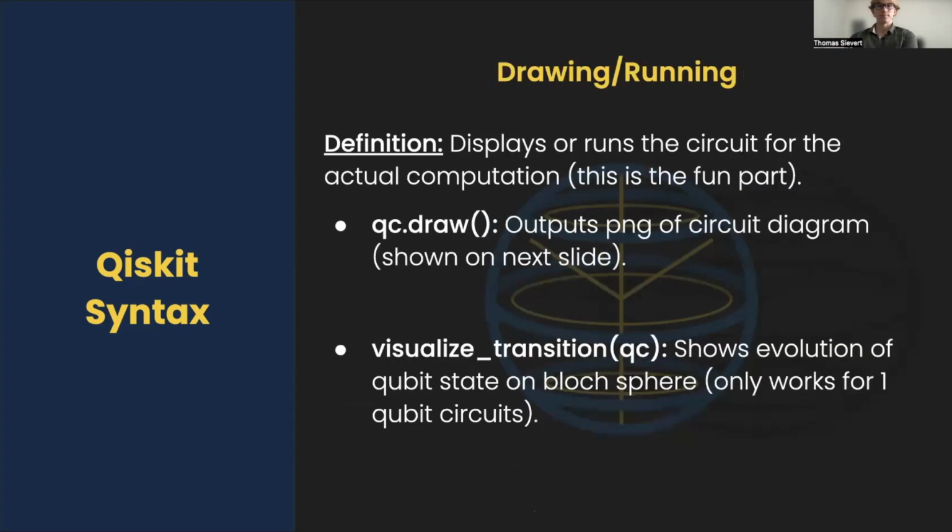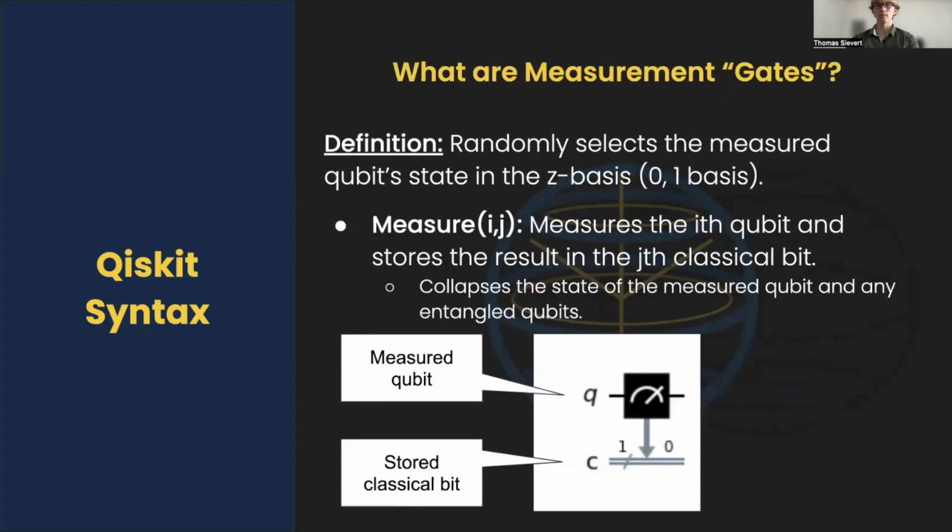Okay. So let's talk about measurement gates. What the measurement gate does, like I said earlier about measurement collapse, is measure the qubit states in the Z basis, which is just the 0-1 basis. If you remember back to the first and second lectures, we talked about bases and specifically the Z basis. You could measure in different bases, but we arbitrarily decided to pick the Z basis.